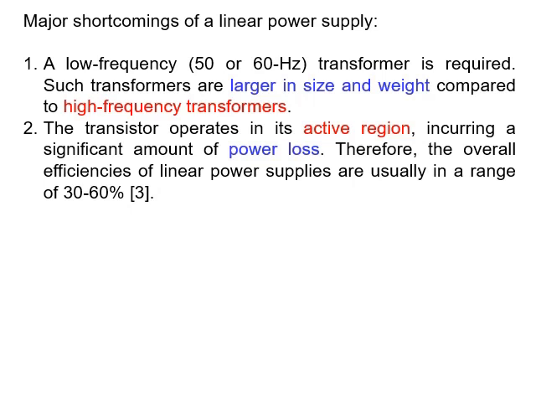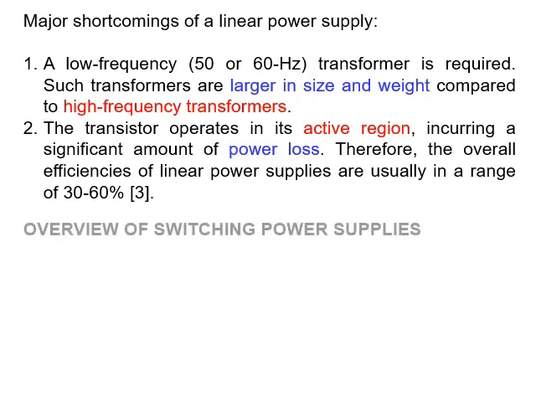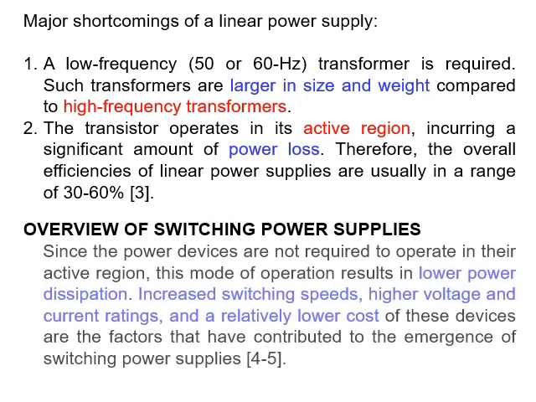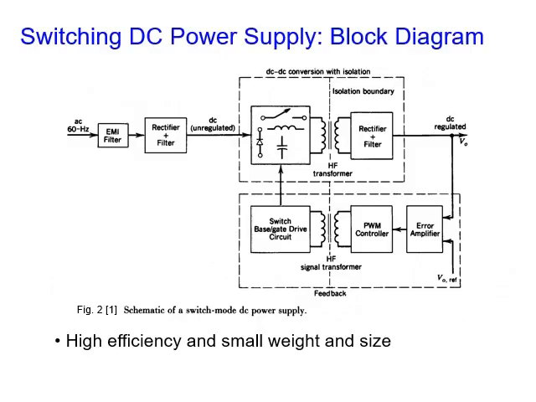When the switch works in the active region in a linear power supply, the efficiency is reduced to between 30 and 60%. But the new power supply looks to lower the losses, increase the switching speed, increase the rated voltage and current, and reduce the cost at the same time. Size and weight also need to be reduced. Now, how does the switch mode DC power supply look?